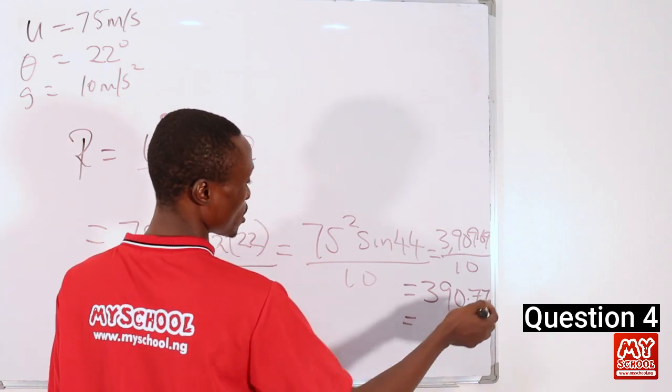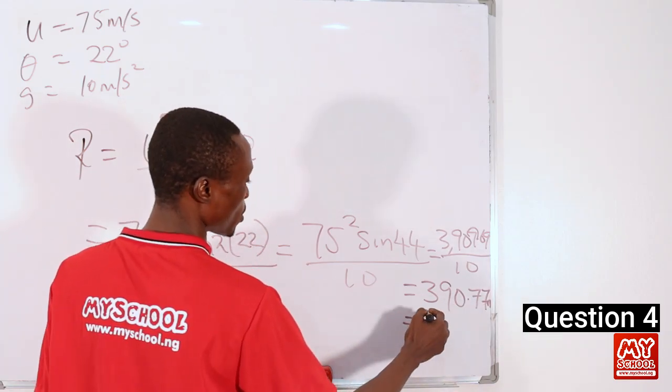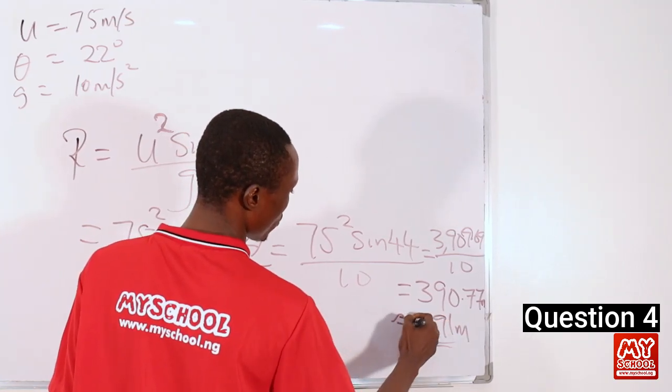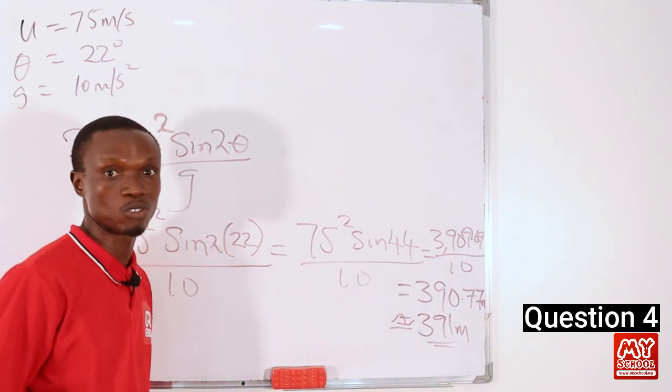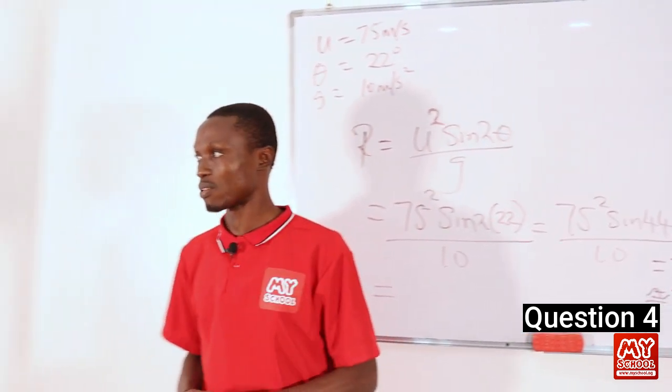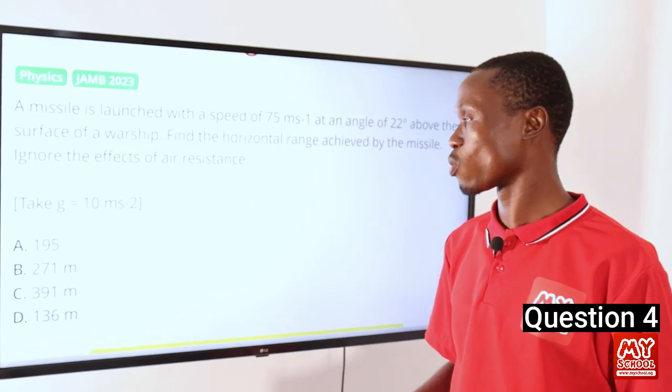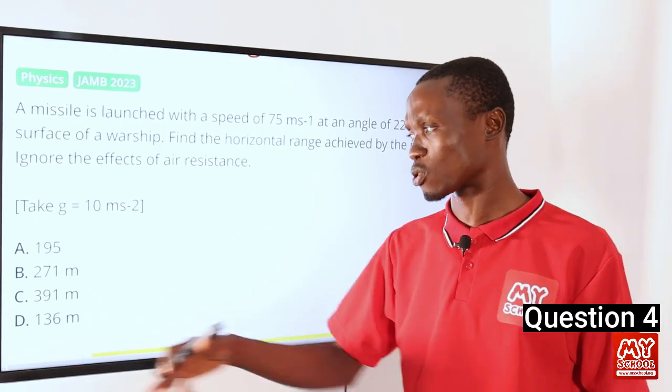So let's take this to the nearest whole number. So that will be equal to 391 meters, to the nearest whole number. So let's move over to the screen to pick the correct answer. From our calculation, we got 391 meters. So the correct answer to this question is option C, 391 meters.